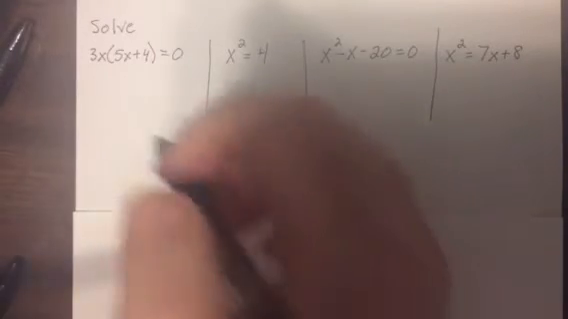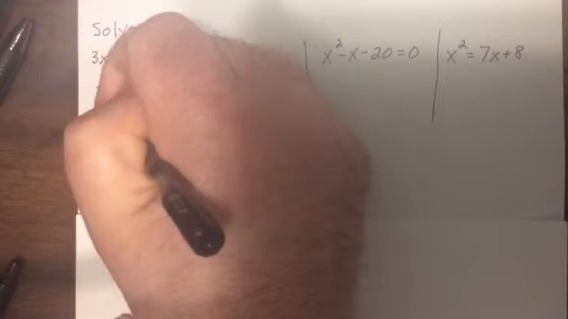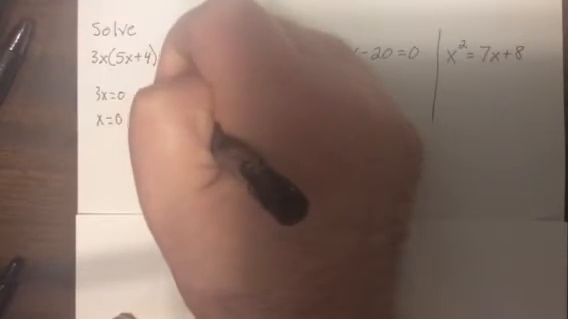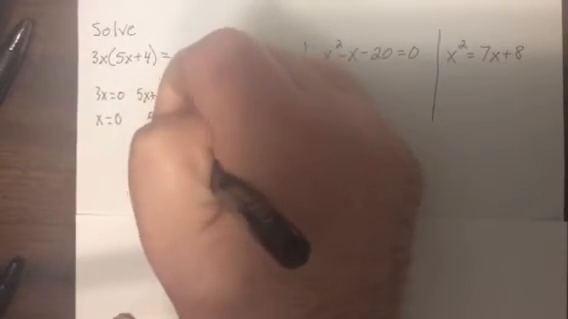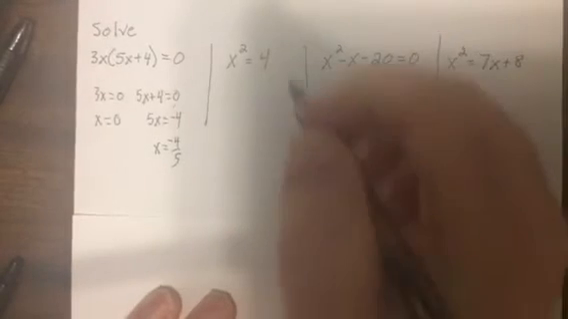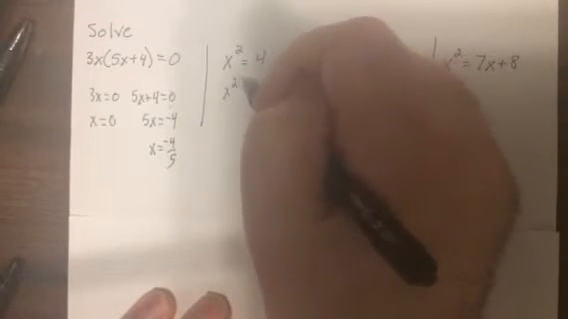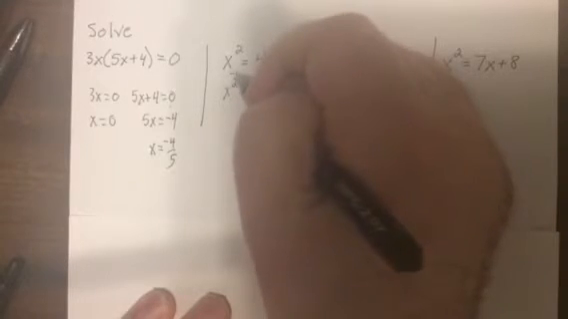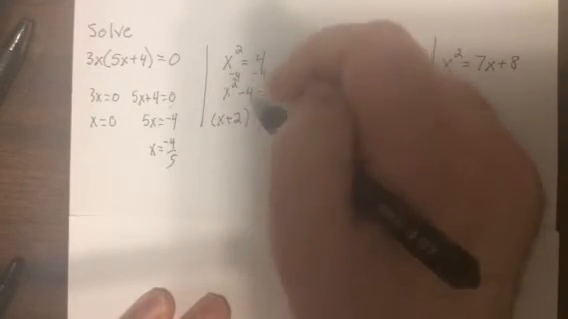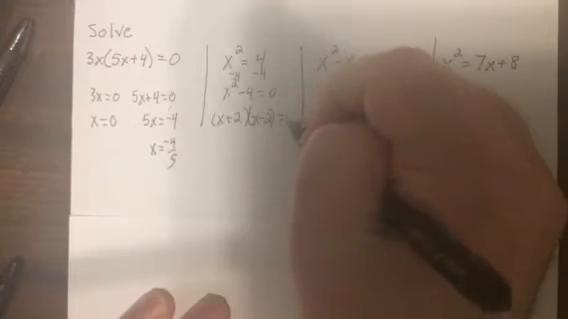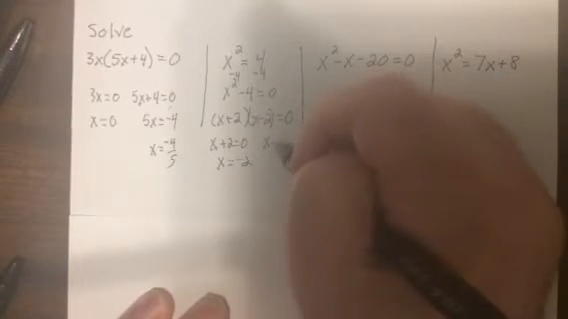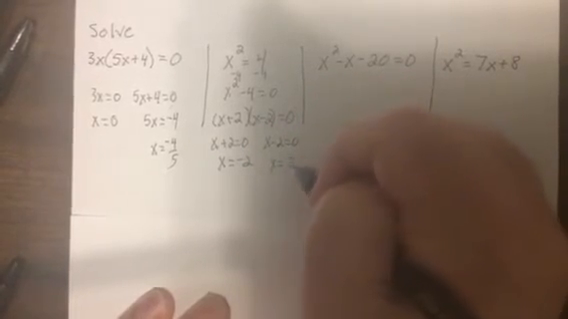Okay, so you should have turned me back on, set each one equal to 0, so divide by 3, here set this equal to 0, so you would subtract 4, divide by 5, then this one, get everything to one side, so I would subtract 4 from both sides, subtract 4, subtract 4, and then factor, it's x plus 2, x minus 2, so x plus 2 equals 0, x equals negative 2, x minus 2 equals 0, so x equals 2.